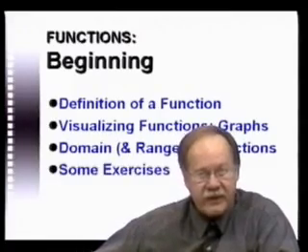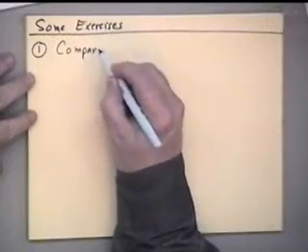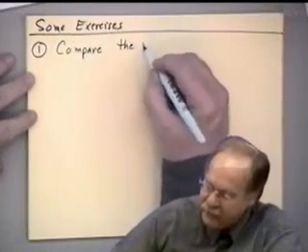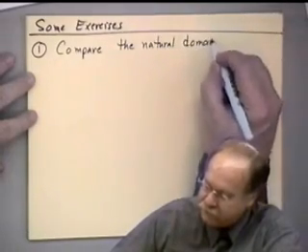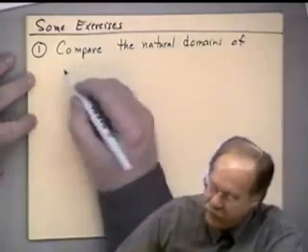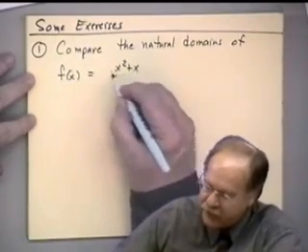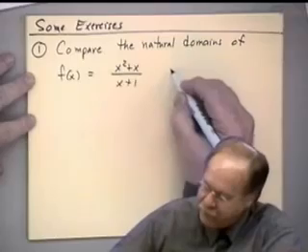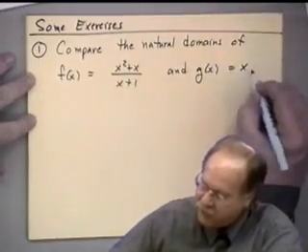Now for a couple of exercises. The first one is the following. Compare the natural domains of the following two functions. F of x equals (x squared plus x) over (x plus 1), and g of x, the other function, which is just the function x.